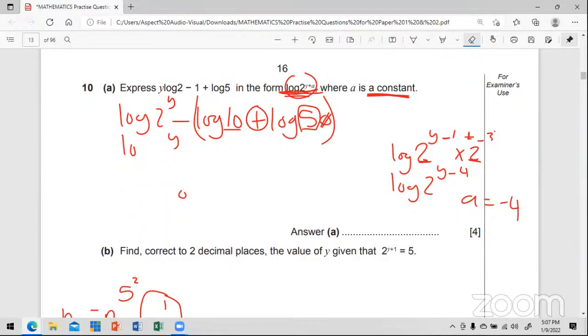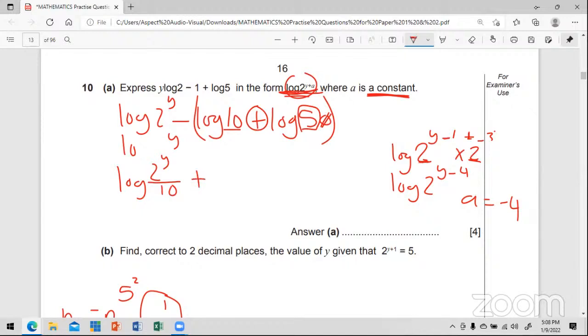Okay, no, it will surely be the same thing. So this one will be log 2 to the y divided by, not, that one will be log 2 to the y divided by what? Divided by 10. That is what you are saying, right? Okay. And then you say what?